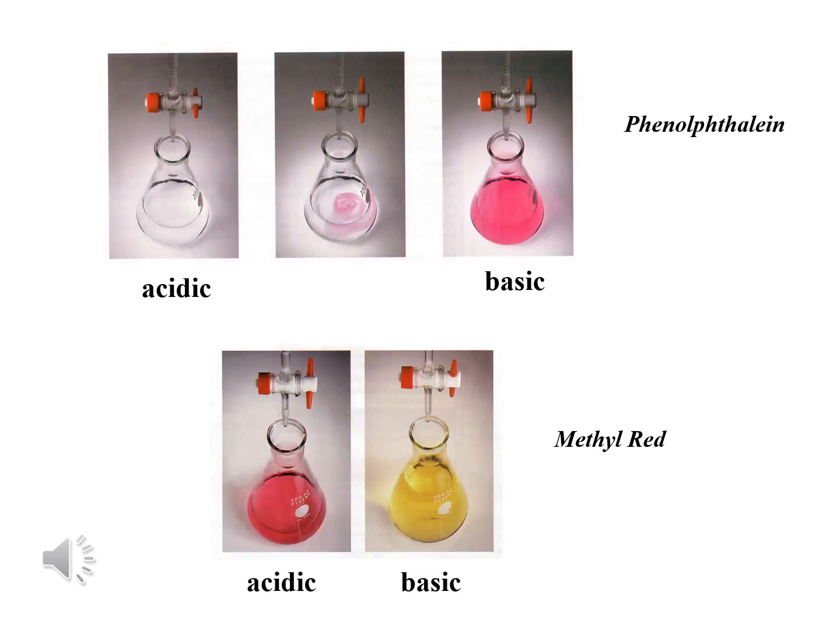One of the indicators that's used in this example is phenolphthalein. The other one is methyl red, though. Methyl red has a red color in acid and a yellow color in base.